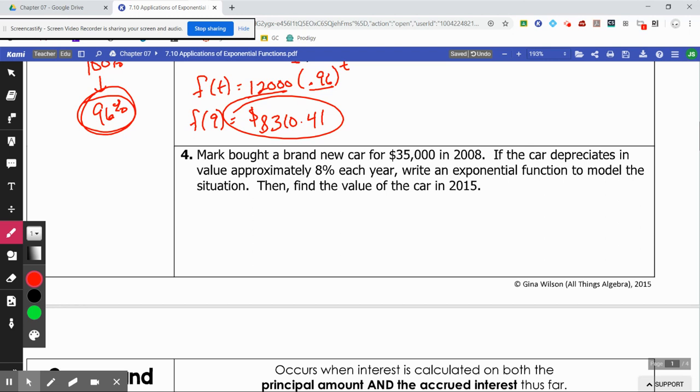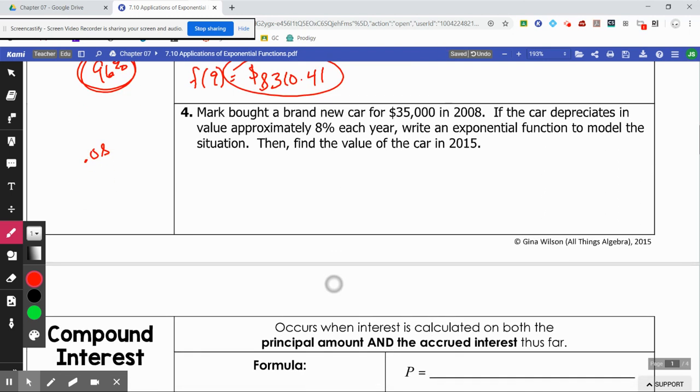Okay, number 4 says Mark bought a brand new car for $35,000 in 2008. The car depreciates. That means it loses value at approximately 8% each year. So it's going down 8%, again, 0.08 each year. Write an exponential function to model the situation. So your function is, it starts at 35,000. However, after 1 year, it is now 92% of what it used to be. It goes down 92% of what it was before each year, so raised to the t power.